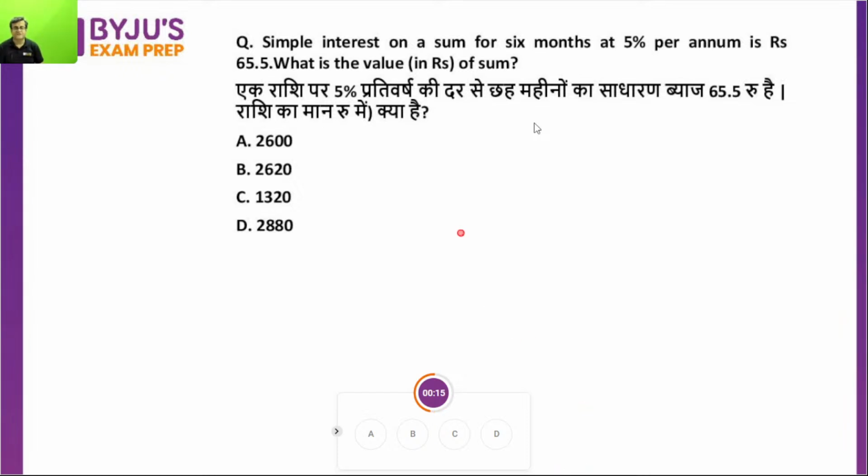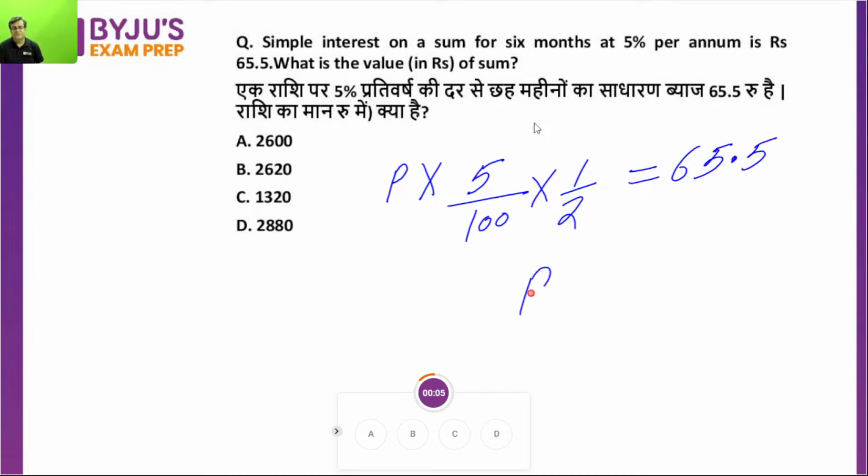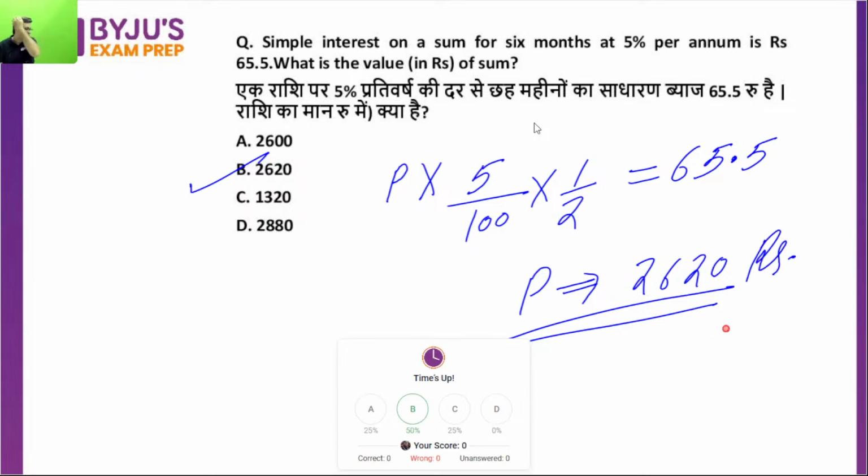B option is right, very good. Simple interest on a sum for 6 months at 5% is this much rupees. Find the principal. Principal we are supposed to find out. The rate is 5%. The time is 6 months, means 1 by 2. The value is 65.5. What about principal? So that will be 2620. B option is right. Okay. Is this clear to everyone? Let's move then.